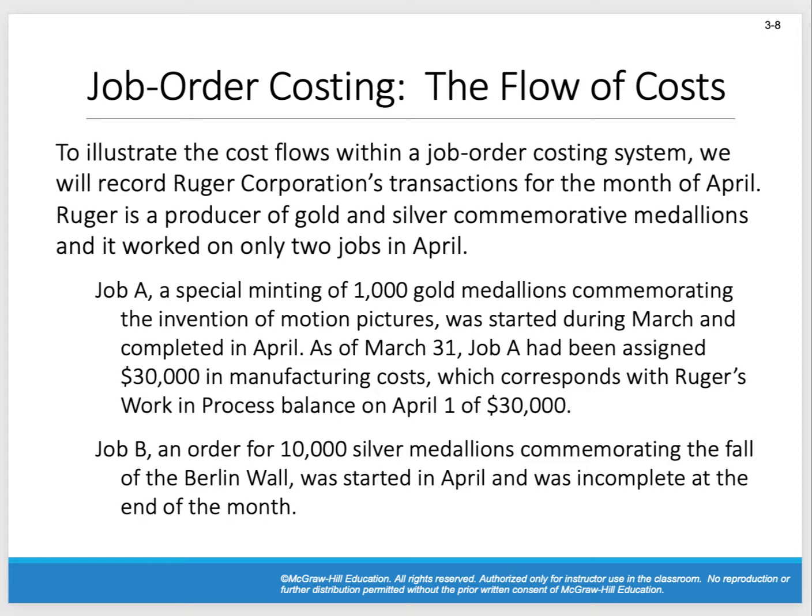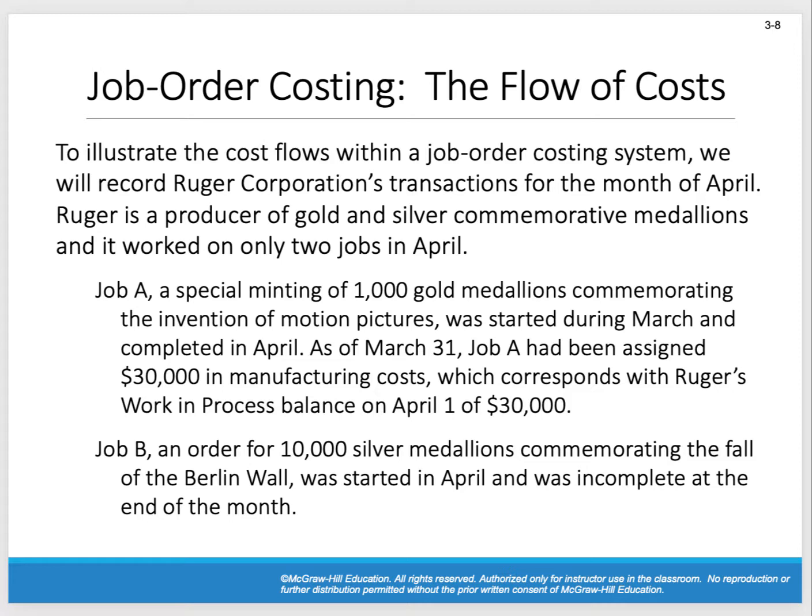Job A is for us to mint 1,000 gold medallions commemorating the invention of motion pictures. And job B is 10,000 silver medallions commemorating the fall of Berlin. Okay? Notice that job A was actually started during March and it was completed in April. Okay? That's important. They give us the corresponding amounts.